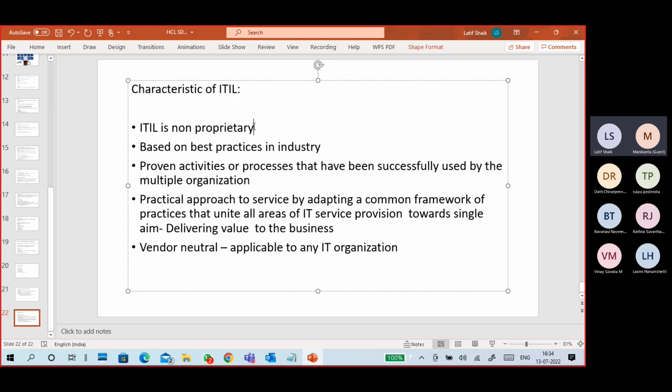What are best practices? Proven activities or processes that have been successfully used by multiple organizations. It is a practical approach to service, adopting a common framework of practices that unites all areas of IT service provisioning towards a single aim: delivering value to the business. It's vendor neutral. Vendor neutral means any IT organization can take the ITIL process, adopt it, and follow it in their own process.